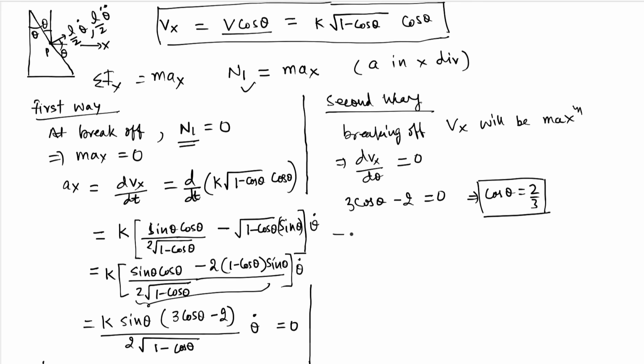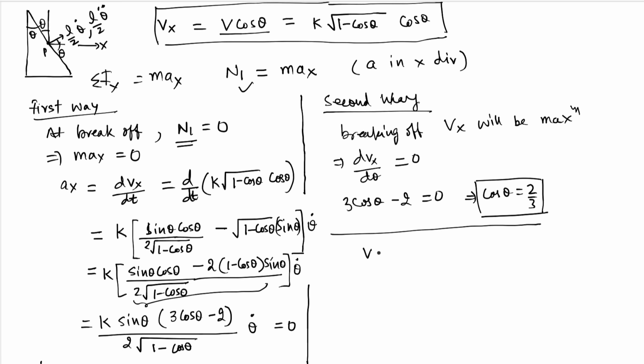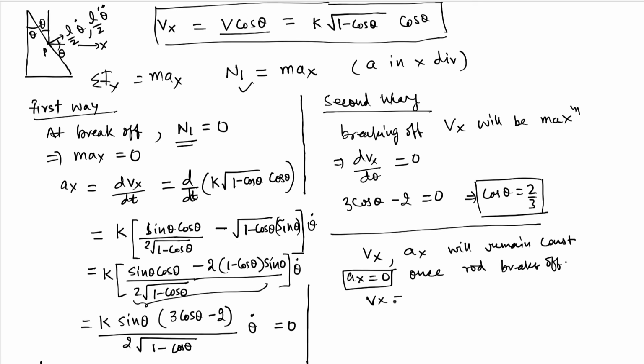Now, another point to note here is that Ax will become 0 once the rod breaks off. Okay, and Vx will just remain constant. I hope you note these two things.